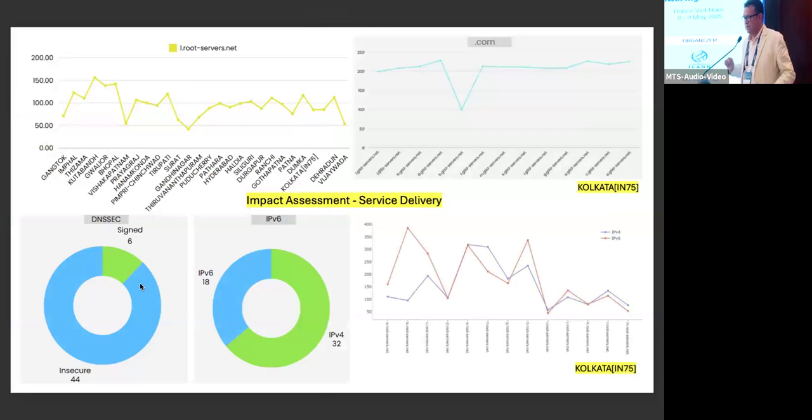So these are some of the measurements that we are going through. We are publishing measurement reports for the stakeholders in India, and they are in turn implementing the problem statements and trying to understand what the problem statements are.